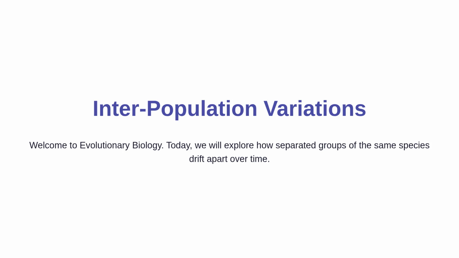Welcome to evolutionary biology. Have you ever wondered how a single species can eventually split into two completely different ones? Today, we are going to explore a fascinating concept called interpopulation variation. We will look at how geography, environment, and time work together to change the genetic makeup of separated groups. By the end of this lesson, you will understand the exact mechanics of this divergence and even learn how to calculate it mathematically. Let us dive in.